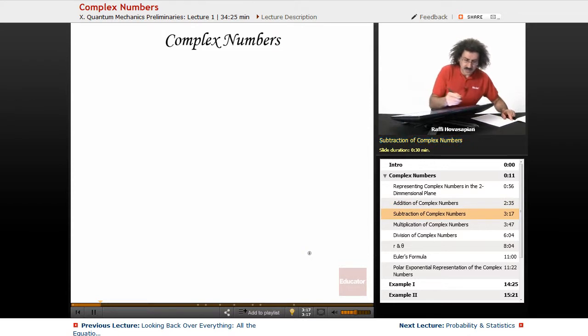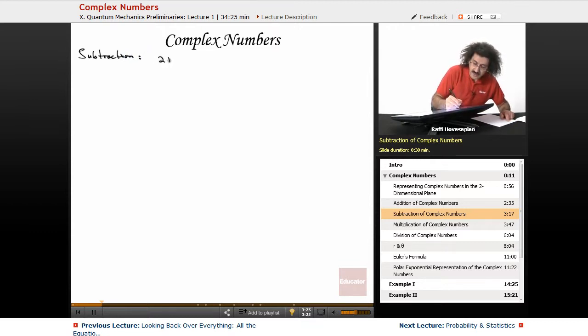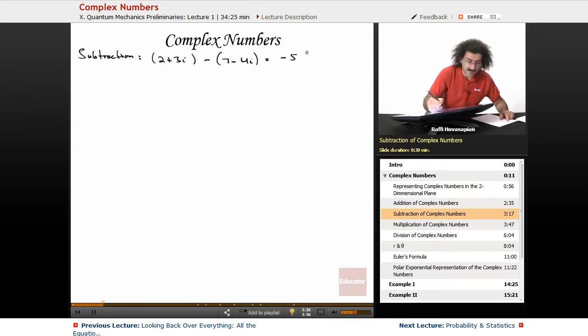Nice and simple. Okay. So let's talk about subtraction. It's the same exact thing. You're just going to be changing some signs. So subtraction, let's do the same thing. Let's do 2 plus 3i. This time we'll subtract 7 minus 4i. And once again, you're just going to go 2 minus 7. So you have minus 5. And you have 3i minus a minus 4i. So you get plus 7i. That's it. Nothing very strange about it.